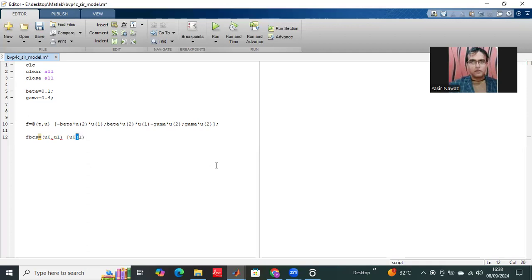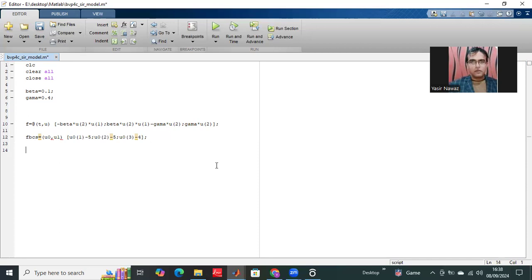u0(1) means S, 2 means I, and 3 means R. So u0 means the left endpoint, and u1 will be the right endpoint. I suppose the first value is 5, and then u0(2) means the first condition for S, the second condition for I. So it should be u0, not u1. Suppose that is 5, and then u0(3), the recovered one, I suppose I mention minus 4. And I close the bracket. So that's for the boundary condition.